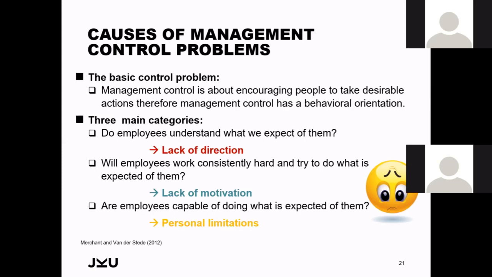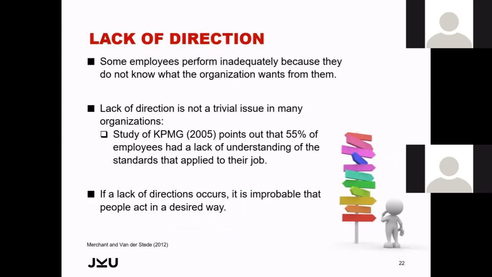When we speak of management control systems, Merchant and van der Stede detected three basic categories of problems, namely lack of direction, lack of motivation, and personal limitation. And the lack of direction, for example, is actually pretty vital because it happens, frankly, all the time.